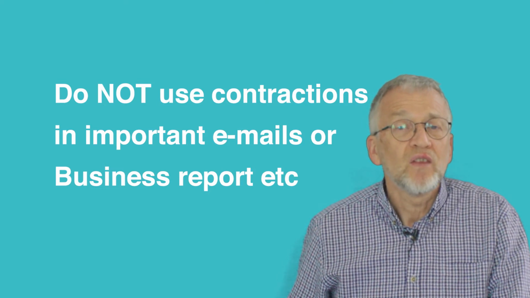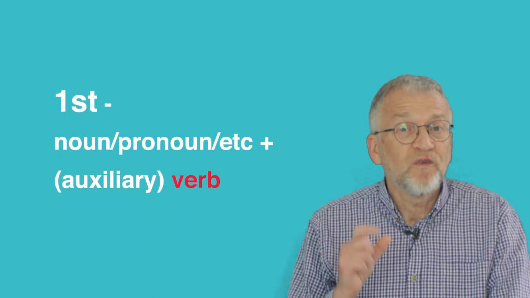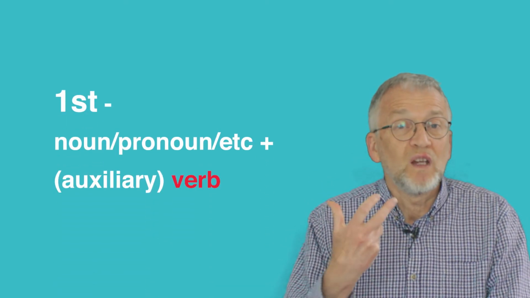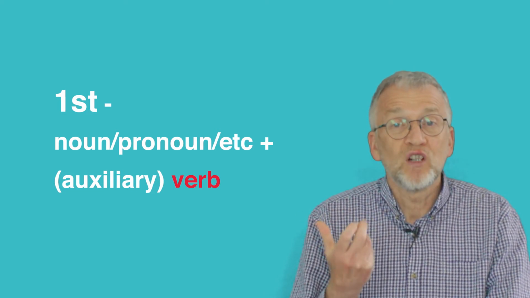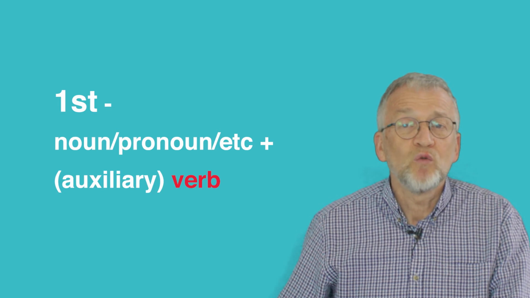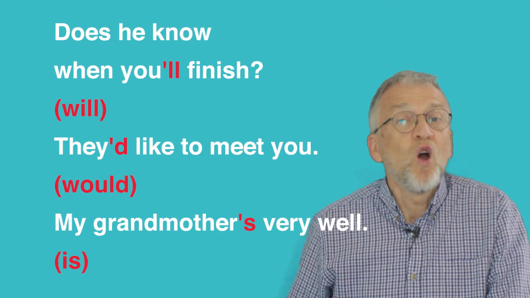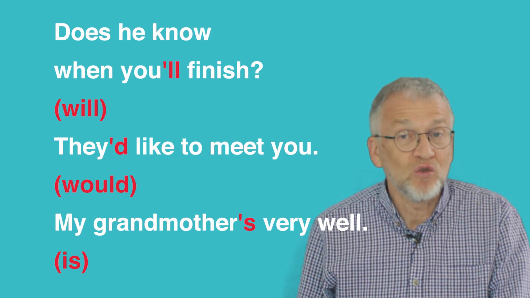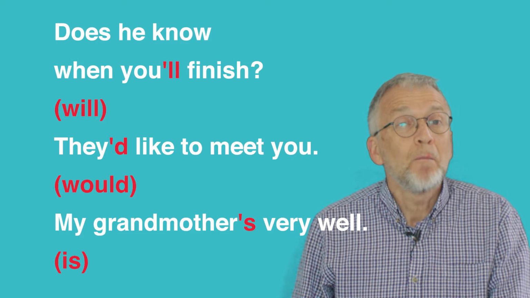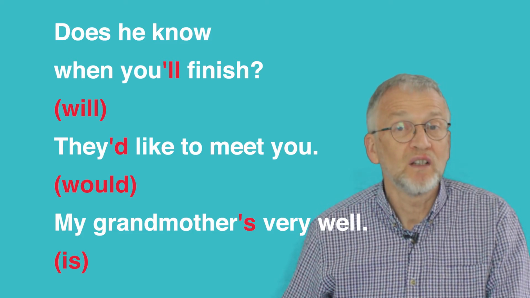So there are two kinds. Okay, the first category is we have a noun or pronoun, etc., plus a verb or an auxiliary verb, yes, and we will do something like this. So, does he know when you will finish? Or they'd like to meet you, yes? Or my grandmother's very well. Yeah, my grandmother is very well, yes?